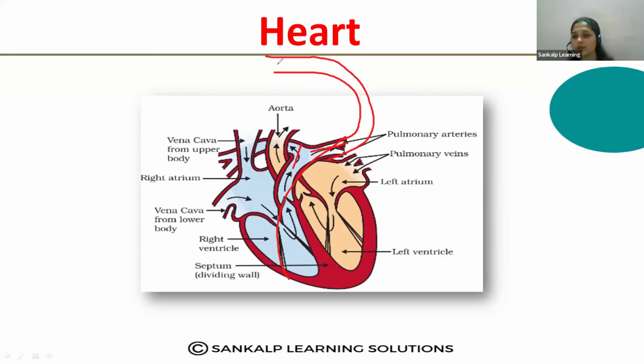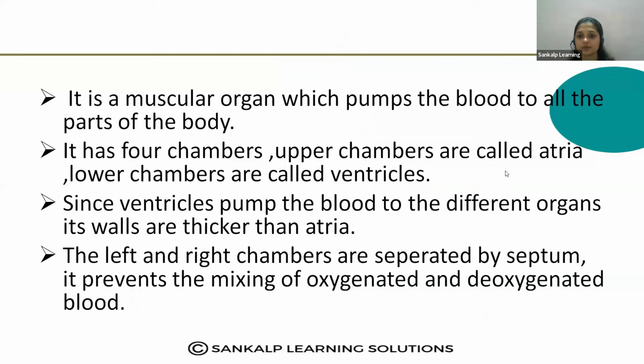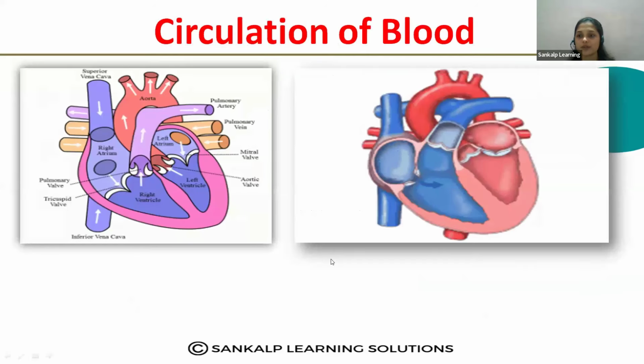In the lungs, again, purification of the blood takes place. You know how the alveoli help in the oxygenation of the blood. This is how blood circulates in our body. This diagram is very important, so observe this video, and it will be helpful in understanding how the blood circulates in our body.